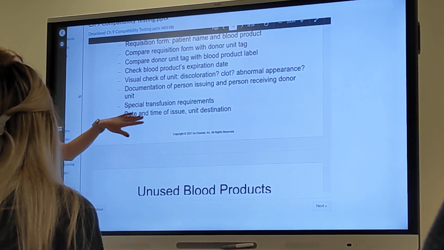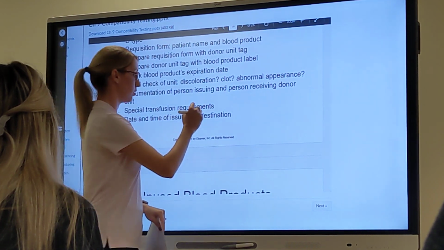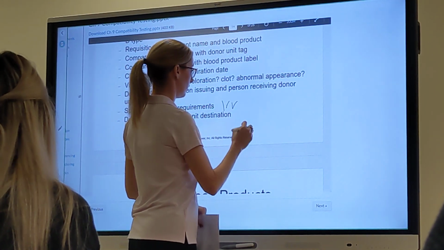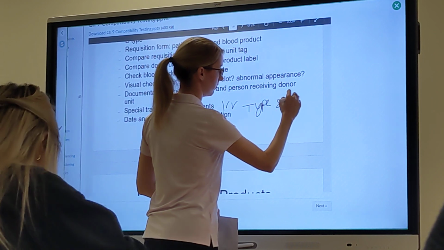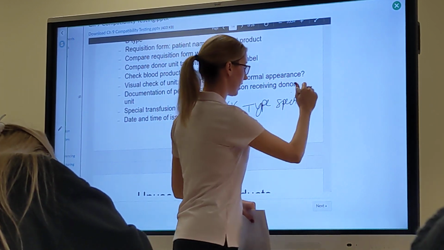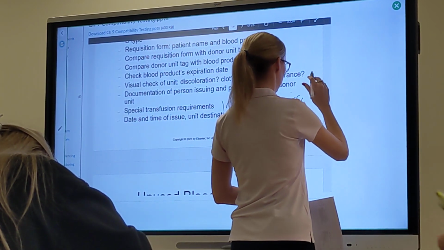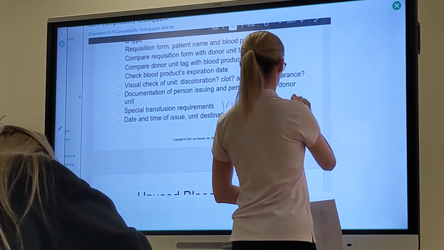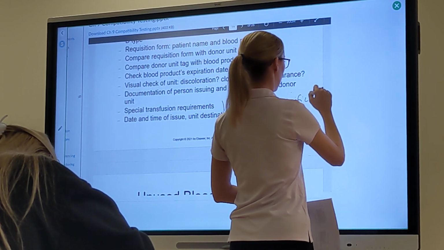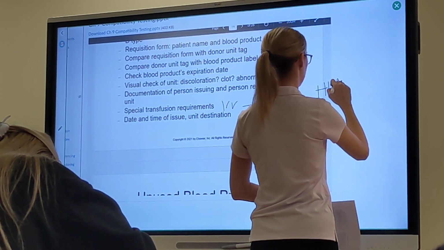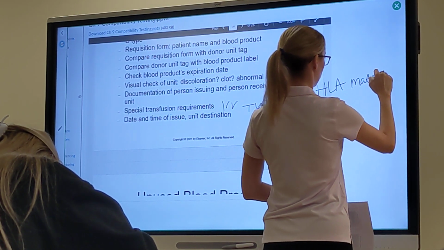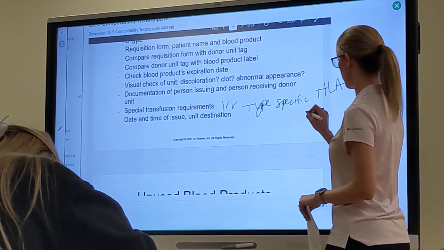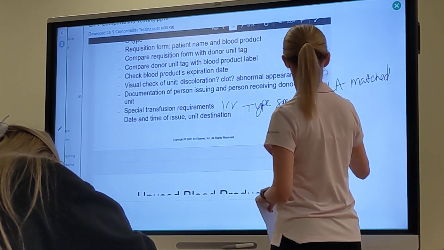Check if there are any special transfusion requirements. Do they want irradiated? Do they want type specific? HLA matched, which, okay, I only saw an HLA matched order one time in my whole career. There's all kinds of special stuff. Sometimes they'll want CMV negative.